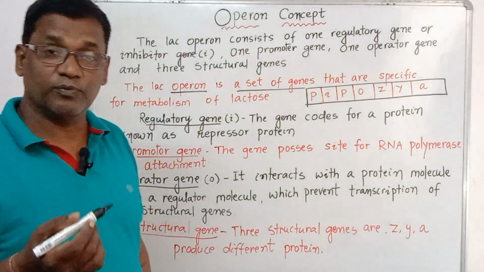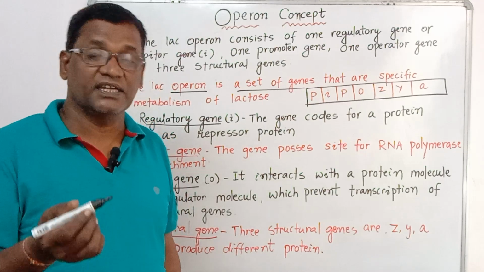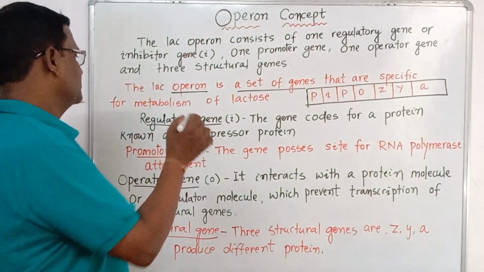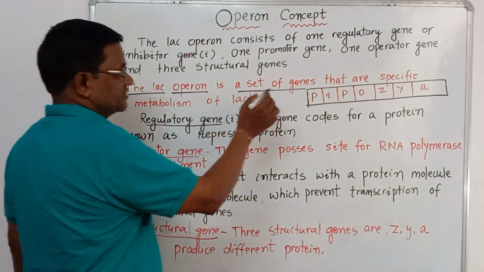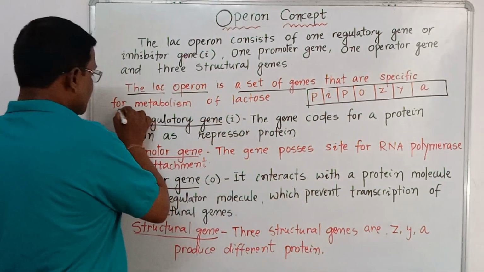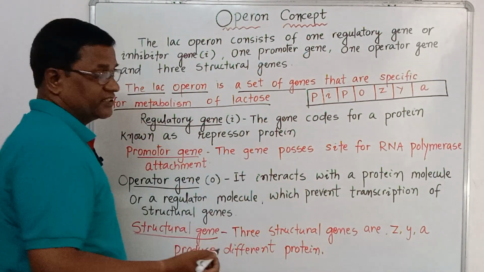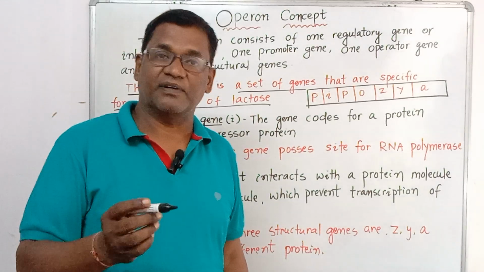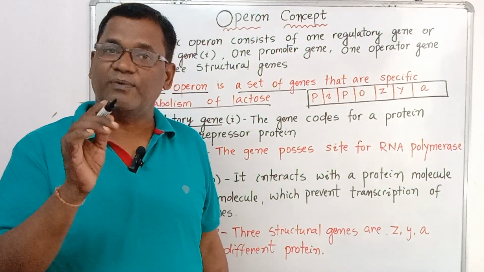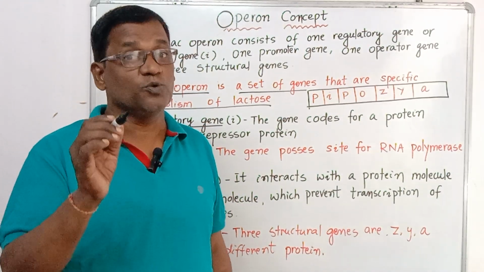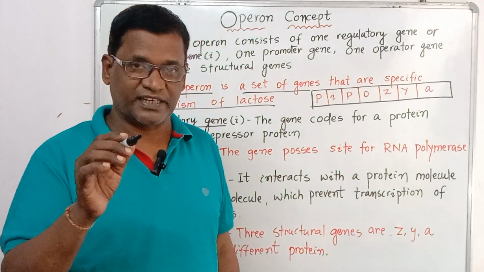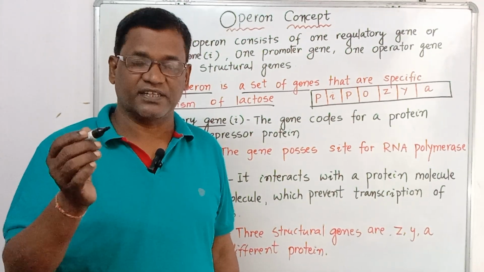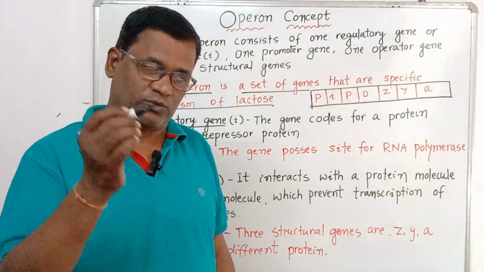But in our CBSE book, what is in our syllabus? It is the lac operon. Lac operon means what? The lac operon is a set of genes that are specific for the metabolism of lactose. Lactose is nothing but a disaccharide. When it breaks down, it forms two monosaccharides. You know monosaccharides and disaccharides. These monosaccharides are glucose and galactose.